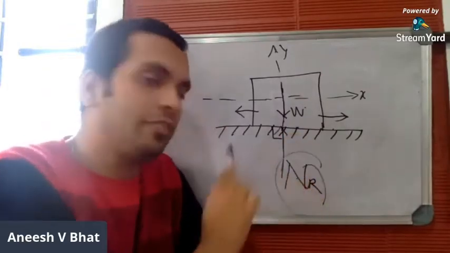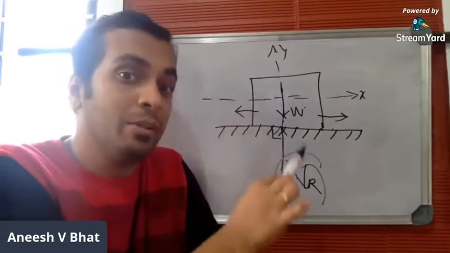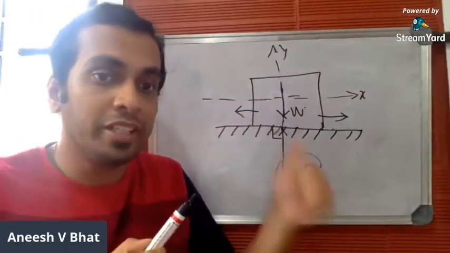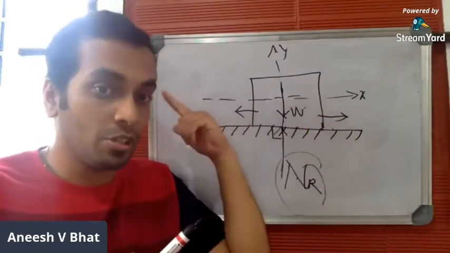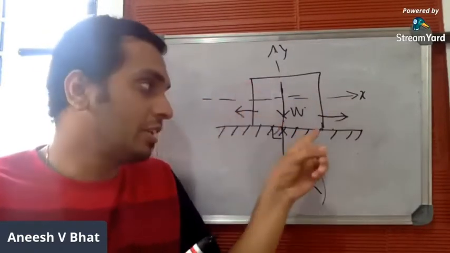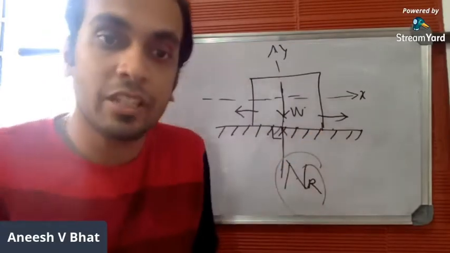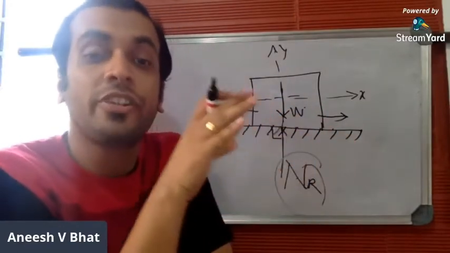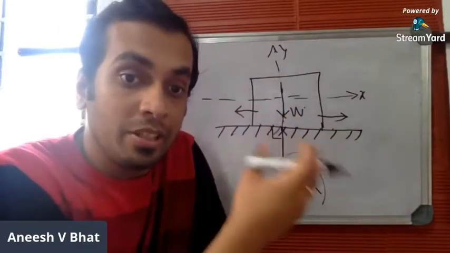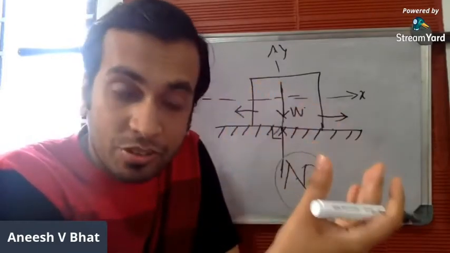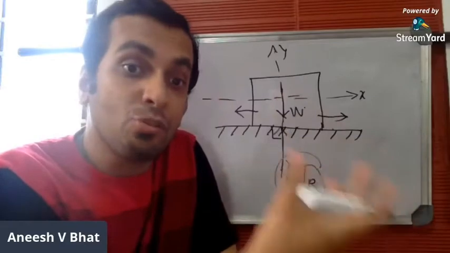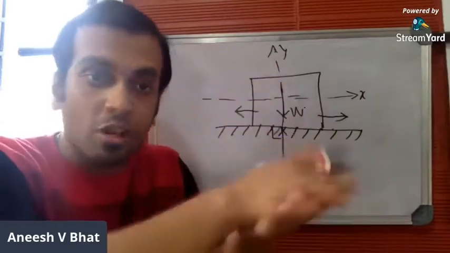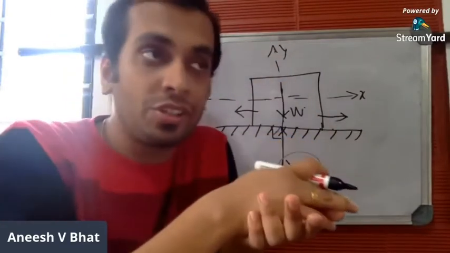Normal reaction is offered by the surface when the body is in contact with the surface. If the same body starts to move, either horizontally to the right or to the left, the surface offers one more reaction, and that reaction is called frictional resistance or frictional force. This frictional resistance arises only when the body moves over the surface. If it is just in contact with the surface and doesn't move, then there will be no frictional resistance.